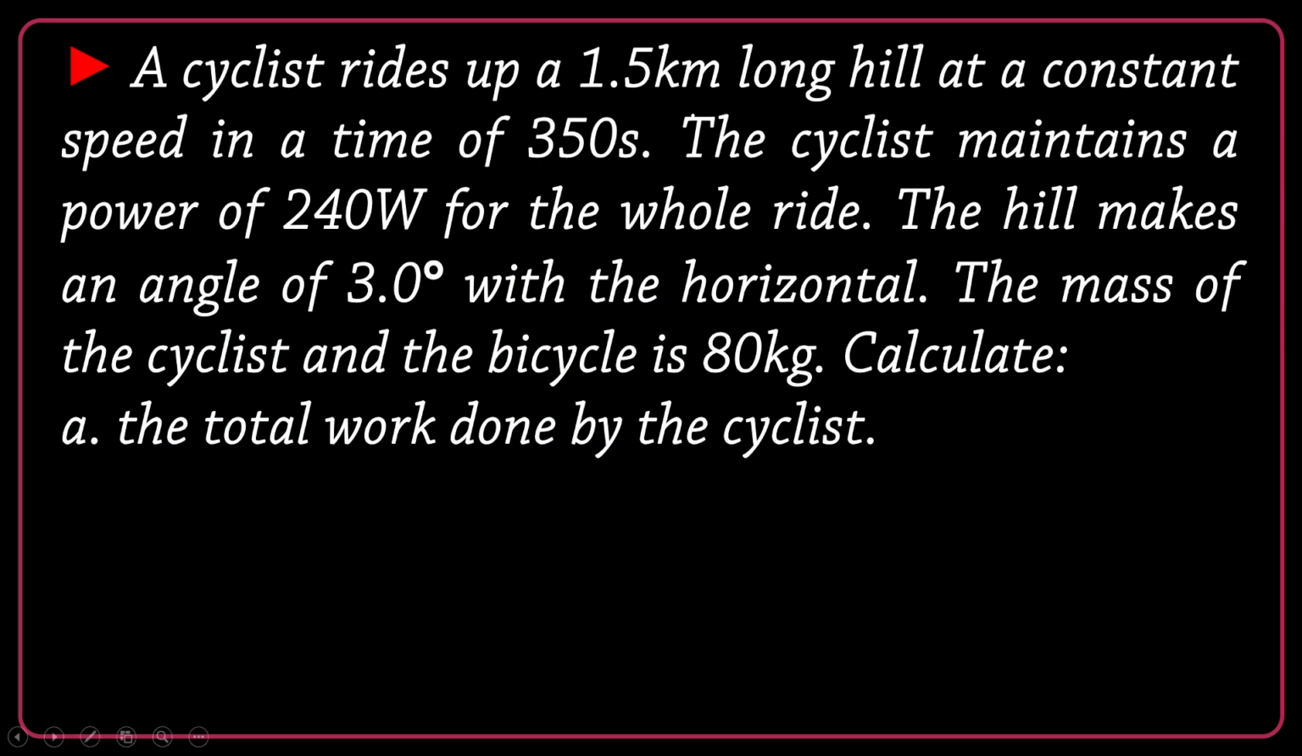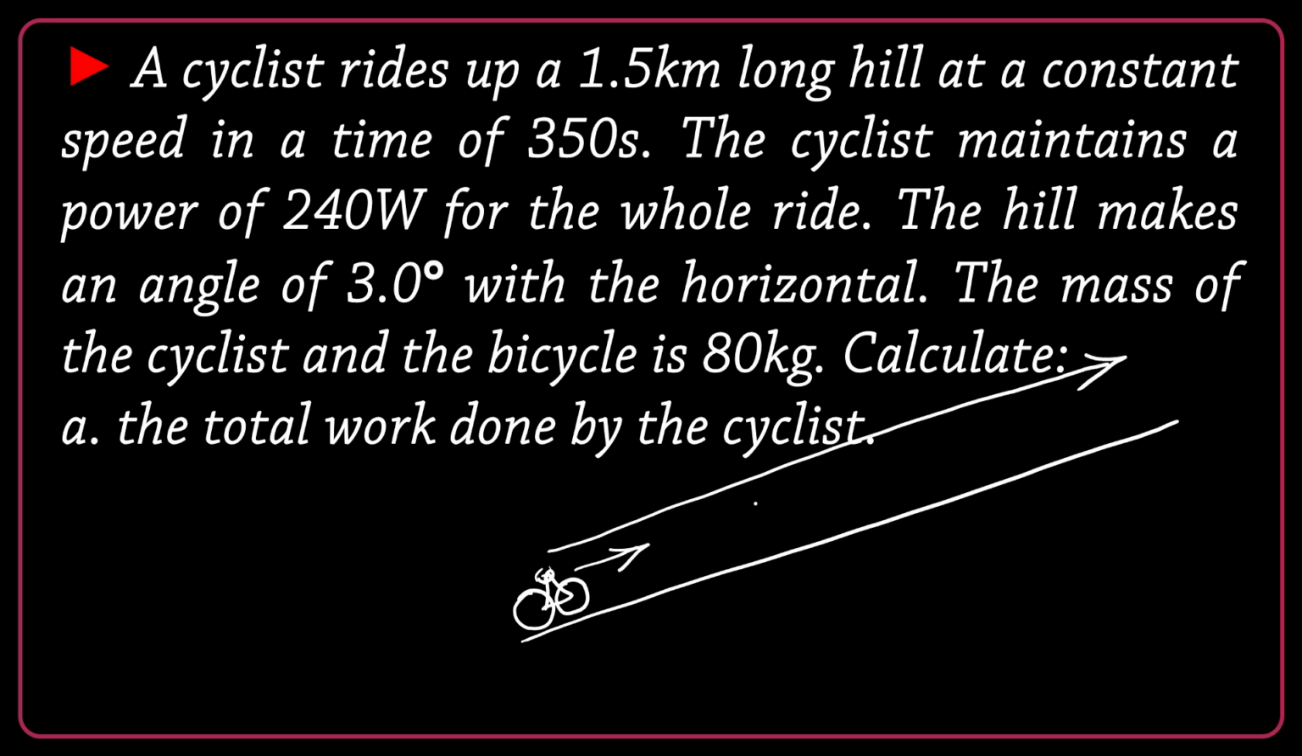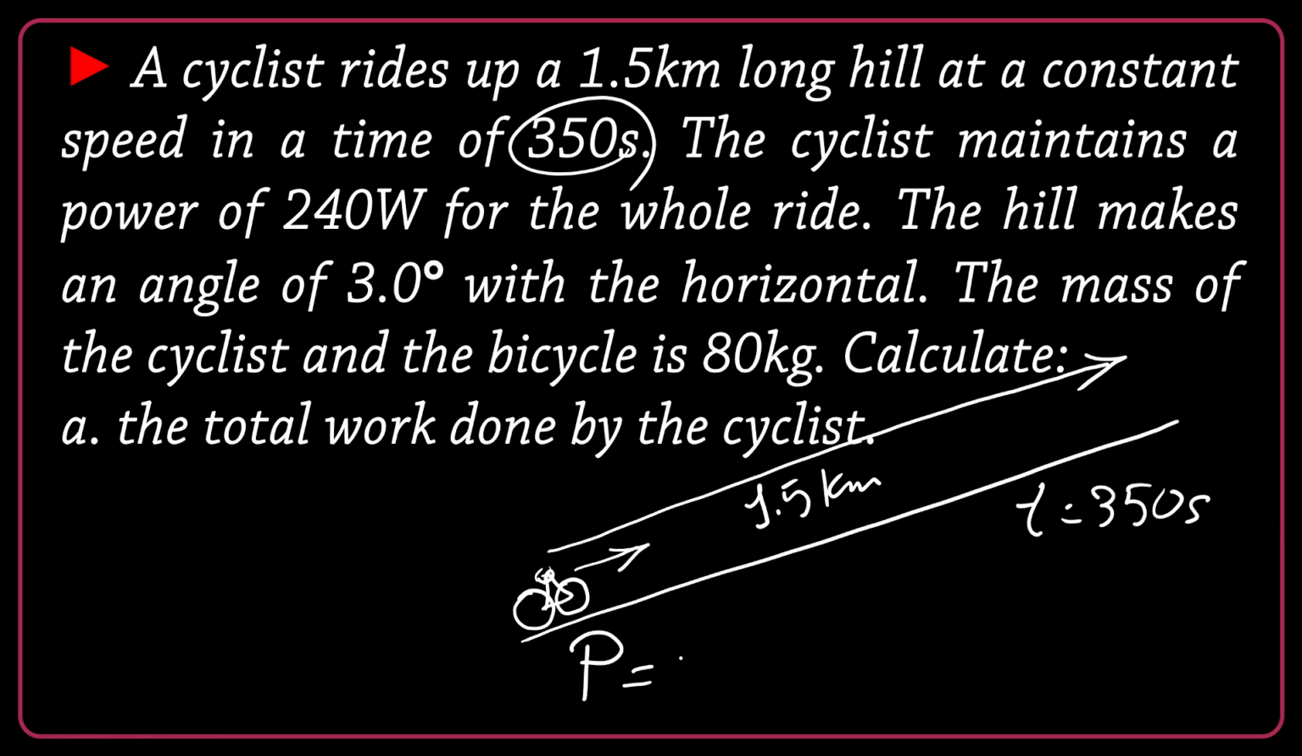A cyclist rides up 1.5 kilometer along a hill at a constant speed in a time of 350 seconds. So here we can model it with a ramp. This is the cyclist, and the total distance traveled along the hill is 1.5 kilometer, and the time taken is 350 seconds. The cyclist maintains a power of 240 watts. Power of the cyclist is 240 watts. And the hill makes an angle of 3 degrees with the horizontal.